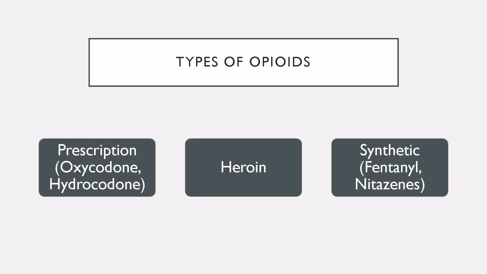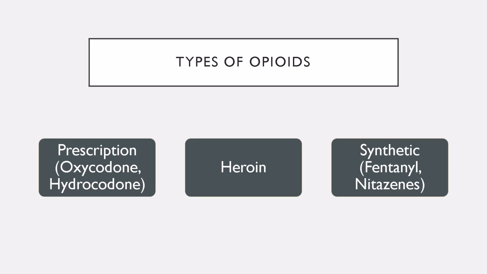We can group opioids into a couple of categories based on their source and composition. Prescription opioids are commonly used for pain management, and they include medications like oxycodone, hydrocodone, and morphine. These are often the starting point for a lot of clients. Heroin is an illegal opioid derived from morphine. It's often used when the client can't get prescription opioids anymore, or the prescriptions become too expensive. Heroin use carries significant risks like overdose and infection.